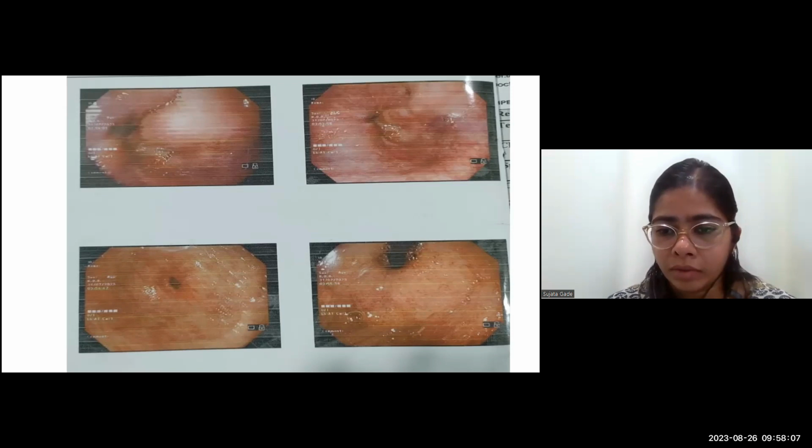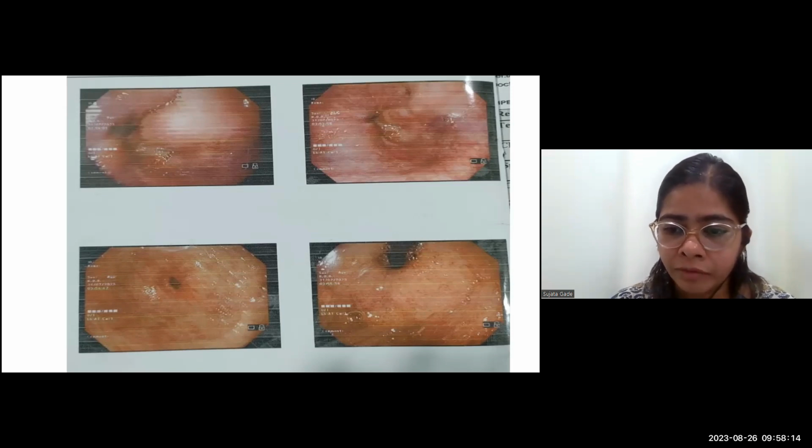Sir, regarding nodal clearance, usually in India, we prefer two-field lymph node dissection rather than three-field, which is followed in Japan. So we do abdominal along the celiac plexus, along the celiac artery, left gastric, splenic, and common hepatic artery. Along the lesser curvature, we clear the lymph nodes, and in the thoracic part, we do mediastinal lymph node dissection, paraesophageal.